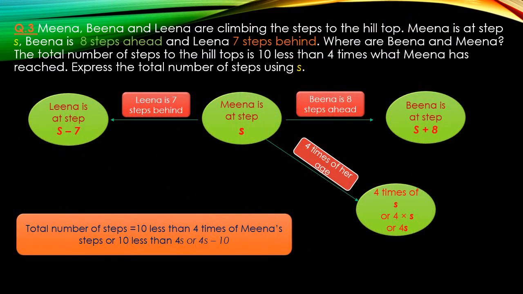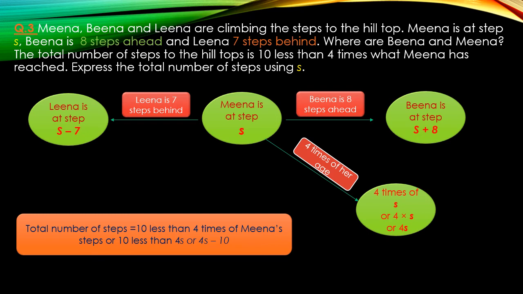This question is also from the NCERT book. Meena, Beena and Leena are climbing the steps to the hilltop. Meena is at step S. Beena is 8 steps ahead and Leena 7 steps behind. Where are Beena and Leena? The total number of steps to the hilltop is 10 less than 4 times what Meena has reached. Express the total number of steps using S.